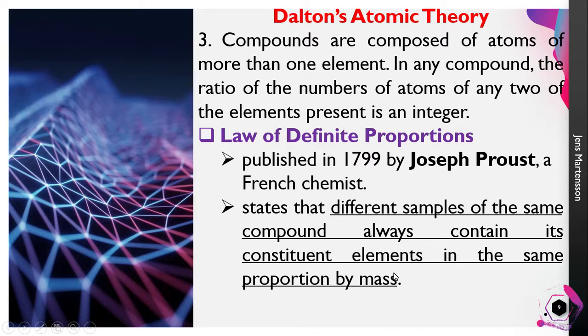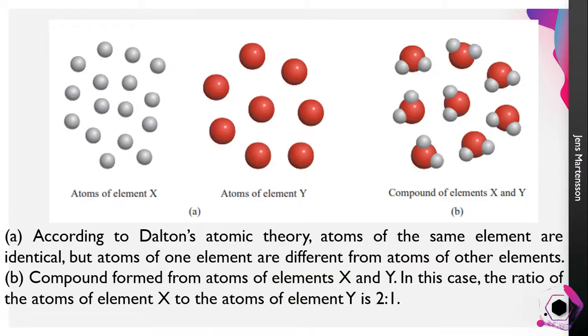For example, in every carbon dioxide compound, there is always one carbon atom and two oxygen atoms. That is the law of definite proportion. So let's say for example here we have atoms of element X. Let's say element X is oxygen, just an example, and element Y is carbon.